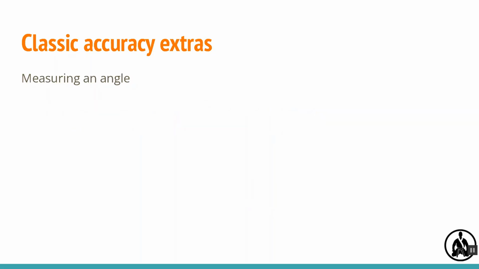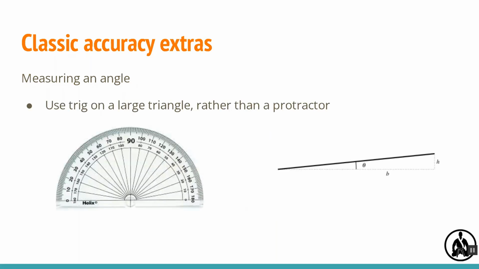For 1 mark, when measuring an angle, students should write that they will get a more accurate value by measuring the sides of a large triangle formed from the angle and using trigonometry to calculate the angle, than they will using a protractor. This will give them a value of 2 or 3 decimal places, whereas a protractor gives at most 1 decimal place if you interpolate. So the trig method will always have more significant figures than the protractor method.